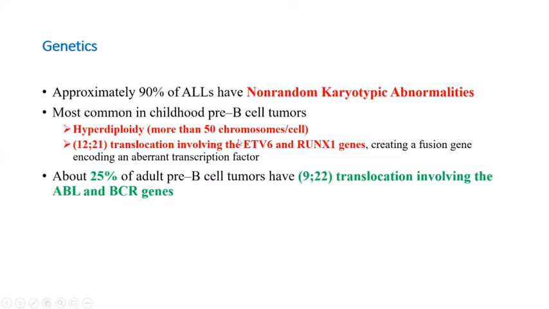You should remember there will be hyperdiploidy, more than 50 chromosomes per cell, and you should remember the translocation 12;21, which is very important, and it is due to translocation of the ETV6 gene and RUNX1 gene. Most of the B cell ALL will show hyperdiploidy and 12;21 translocation, but 25% will also show 9;22 translocation, which is also seen in CML. This is a translocation involving the ABL and BCR genes.